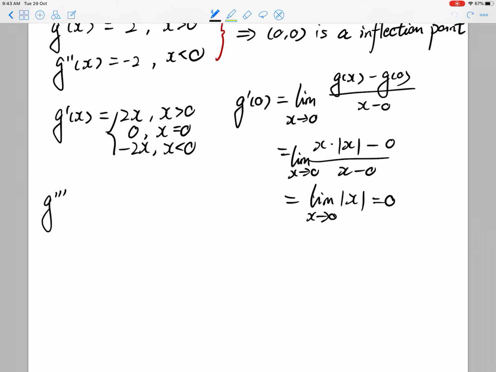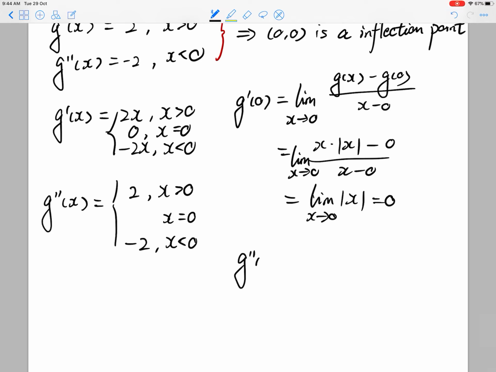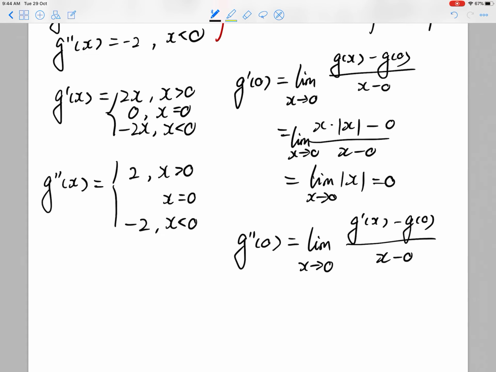Second order derivative, again, we have that when x is greater than 0, it is 2. When x is smaller than 0, it's negative 2. But what about when x equals 0? So we can also use this formula. It's going to be the limit as x approaches 0 of (g prime x minus g prime 0) over (x minus 0). So now g prime x, right?